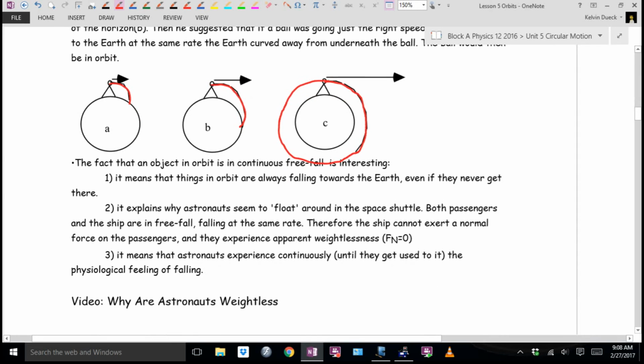So the fact that an object in orbit is in continuous free fall is interesting. First of all, it means that things in orbit are always falling towards the Earth, even if they never get there. It explains why astronauts seem to float around in the space shuttle or on the ISS. Both passengers and the ship are in free fall, falling at the same rate, so the ship cannot exert a normal force, and they experience apparent weightlessness. And it also means that astronauts experience continuously, until they get used to it, the physiological feeling of falling, which is why they're often sick the first couple of days on the International Space Station, and when they come back home to Earth, they're often sick as well.